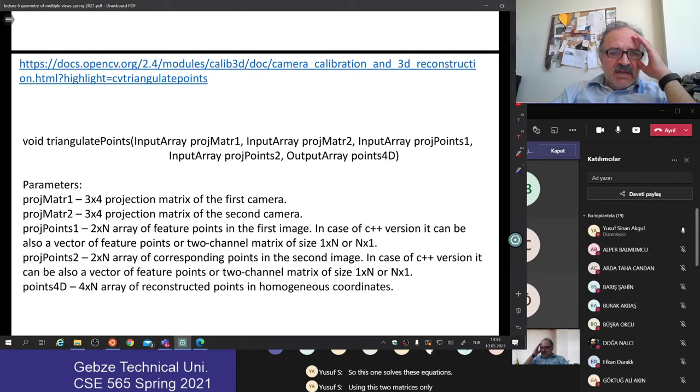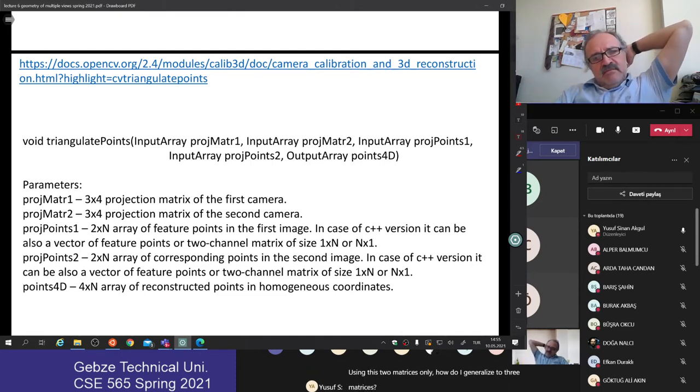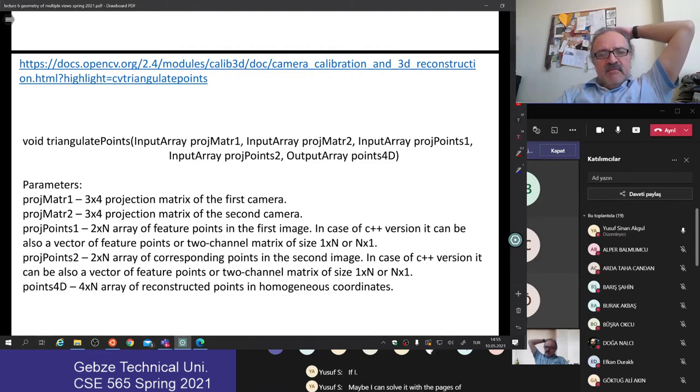How do I generalize to three matrices? Maybe I can solve it with the pairs of matrices and take the, do you know what I'm saying?